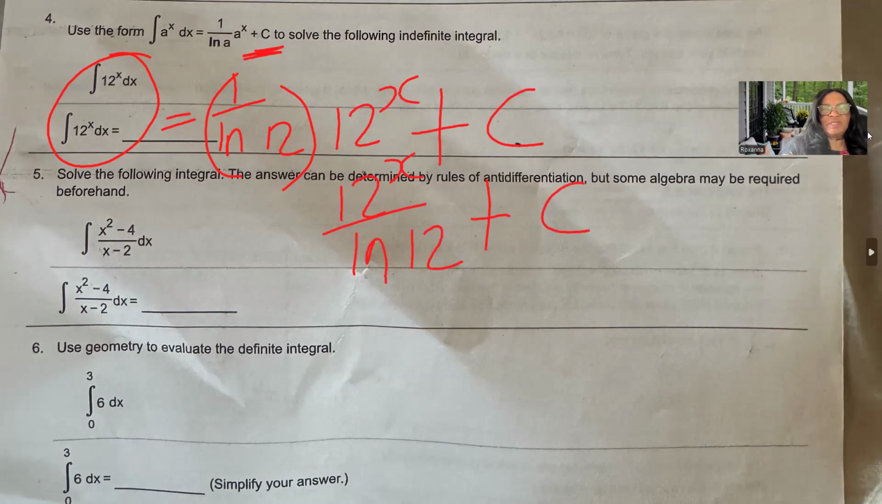Therefore, your antiderivative, the original function, we can put capital F here, is equal to f of x is equal to 12 to power x over natural log of the base plus c. Okay, so that is the antiderivative or integration of an exponential function, this ordinary exponential function.